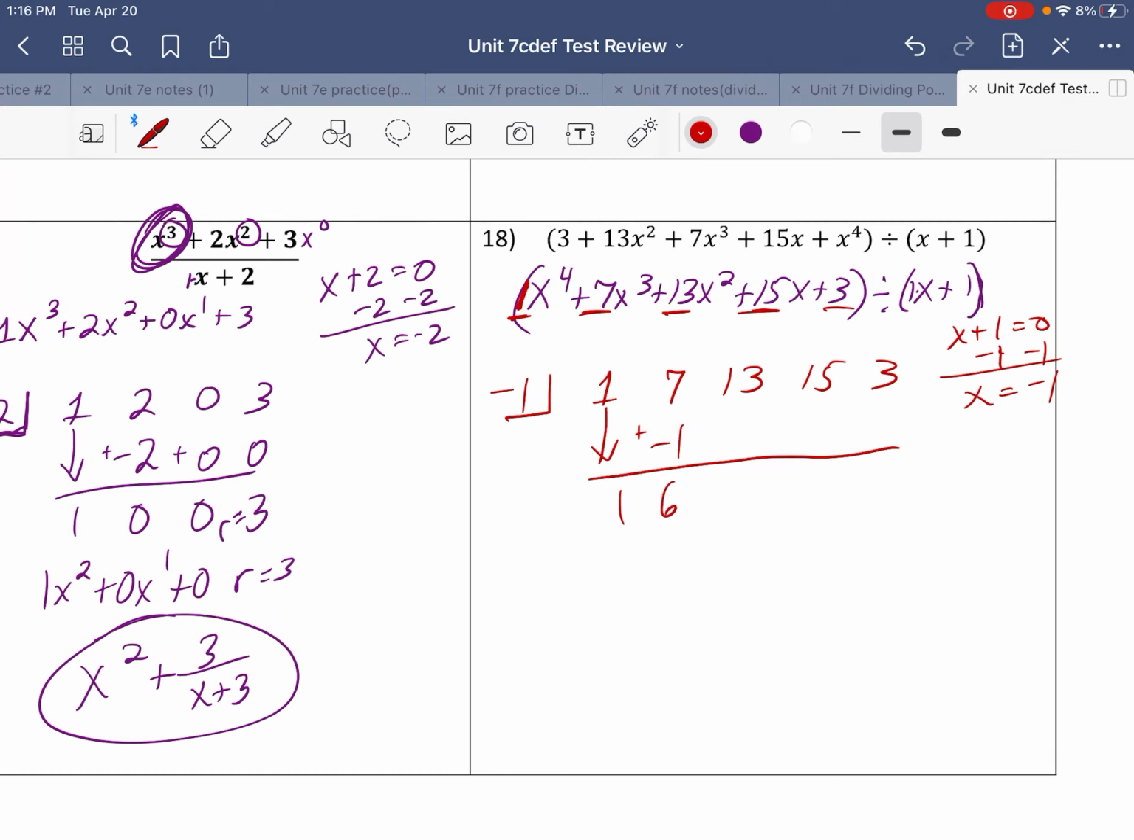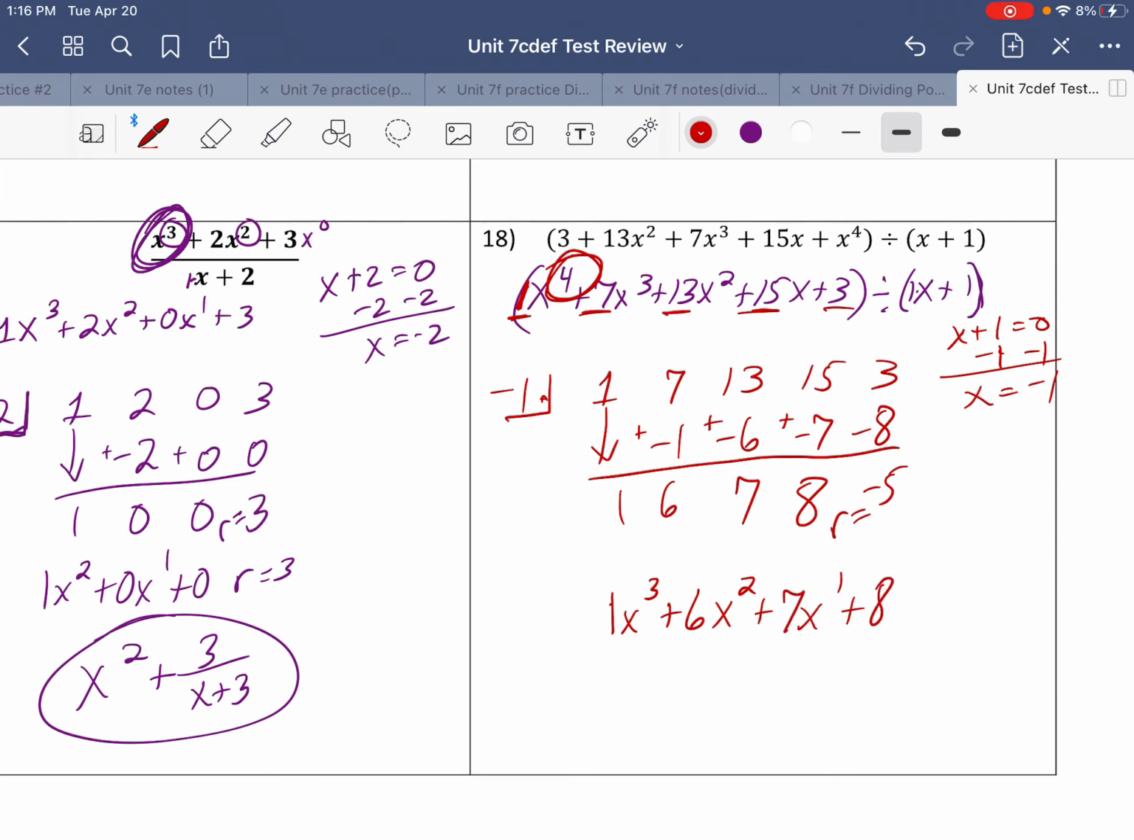Negative 1 times 1 is negative 1, we add. Negative 1 times 6 is negative 6, we add. Negative 1 times 7 is negative 7, we add. Negative 1 times 8 is negative 8, we add. Last number is your remainder. We look at what our biggest exponent was, x to the fourth. So we're going to start off with our answer as 1x, 1 less than the fourth, to the third. And then we step it down 1 exponent at a time. X squared plus 7x to the first plus 8 x to the 0, but we actually don't need x to the 0 because that's 1. So we'll just say plus 8 with a remainder of negative 5.